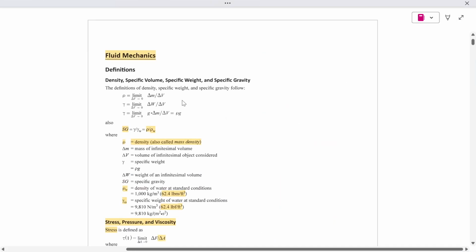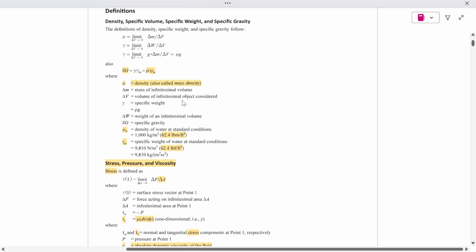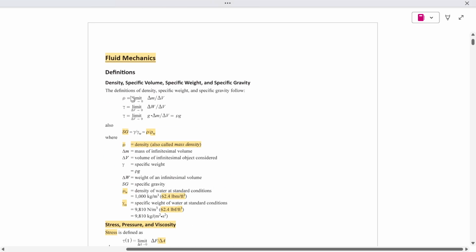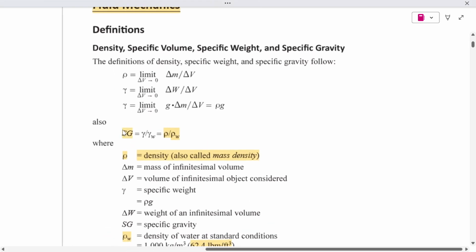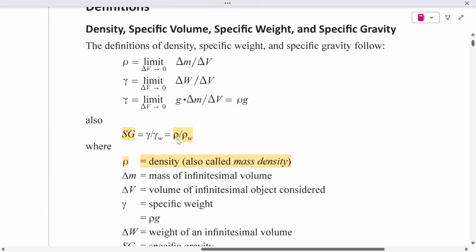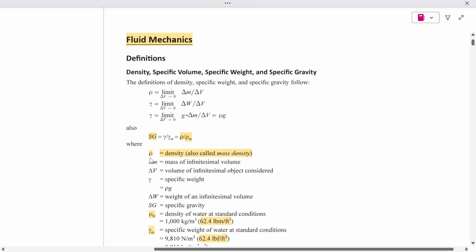So fluid mechanics, page number 176, that's where we are starting with this one. And specific gravity is the first definition you will see. Specific gravity is equal to density of a substance by density of water. Okay, so understand that density means mass density.